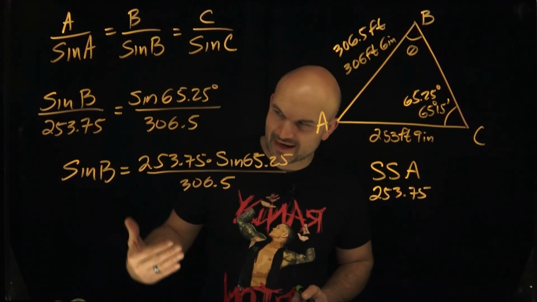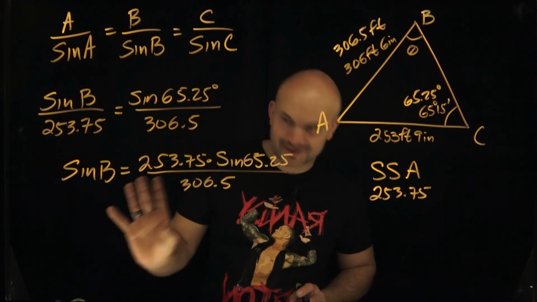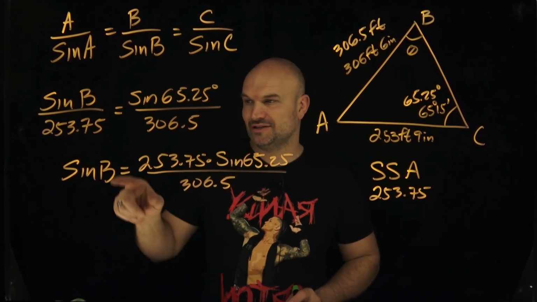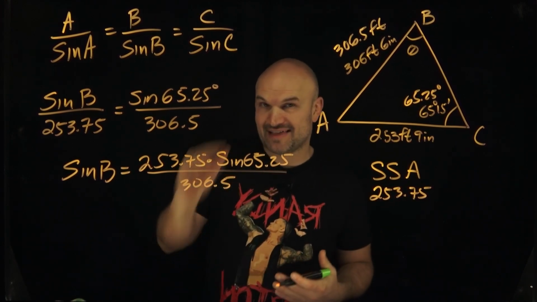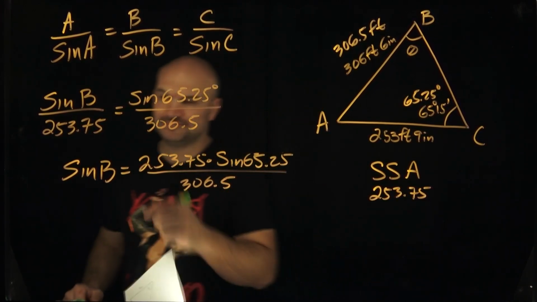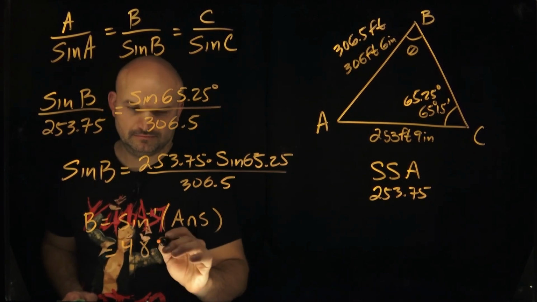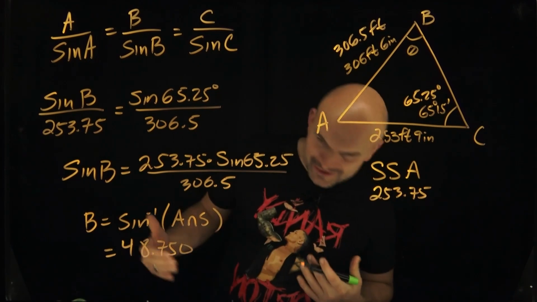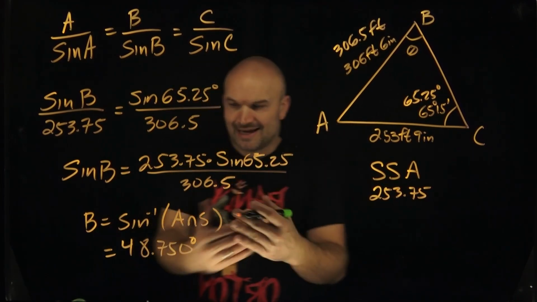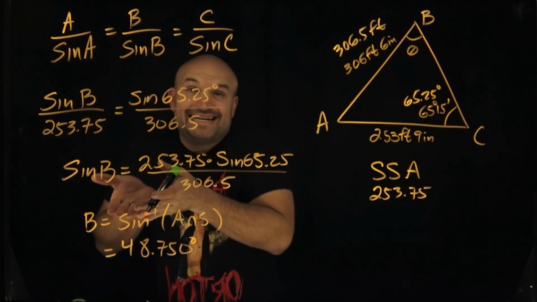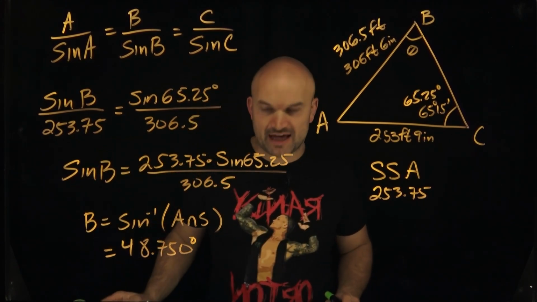Now, what you're going to want to do is type this all into your calculator, and you're going to get a decimal value. Then what you need to do is take the sine inverse of that answer to solve for B. Once you do that, you're going to get this angle. Again, you can just type all this in, you're going to get some decimal, take the sine inverse of that, and that's going to give you your value of B.